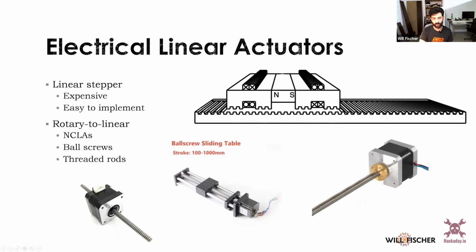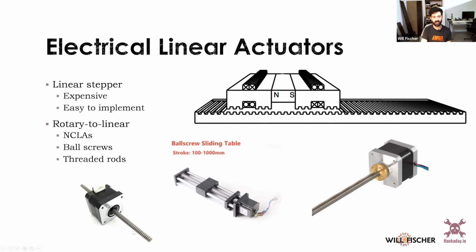You can buy those off the shelf, like this ball screw sliding table, which I pulled the image straight off AliExpress. Or you can use a system. So this is a threaded nut that fits on a rod that's turned by a stepper, and that'll get linear motion provided you prevent it from rotating around, which you can do with one of these handy dandy linear rails.